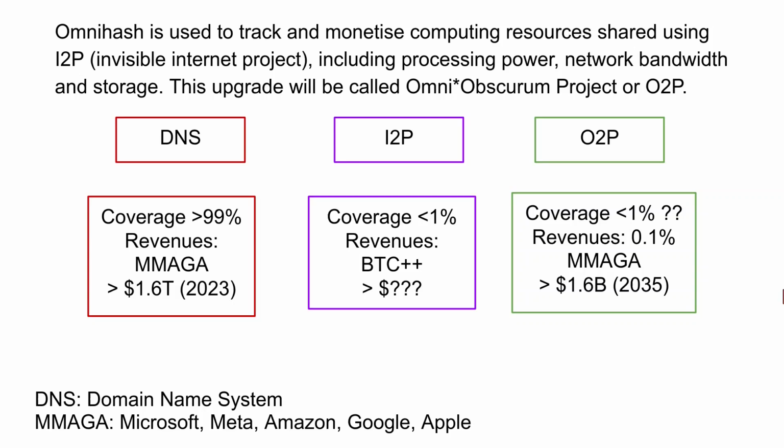Omnihash is used to track and monetize computing resources shared using I2P Invisible Internet Project, including processing power, network bandwidth and storage. This upgrade will be called OmniStar Obscurum Project or O2P.